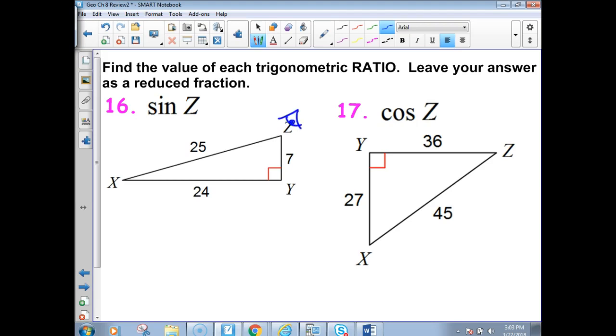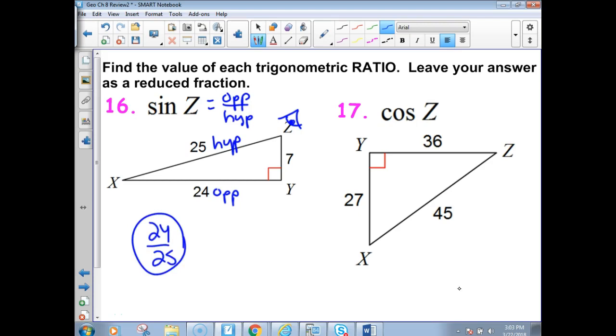So if I'm going from angle Z, this would be the opposite leg. This would be the hypotenuse because it's across from the 90. So the sine of Z, which is opposite over hypotenuse, better know that, would be 24 over 25. And that's all you do. You write the fraction. If it's reducible, you reduce it.